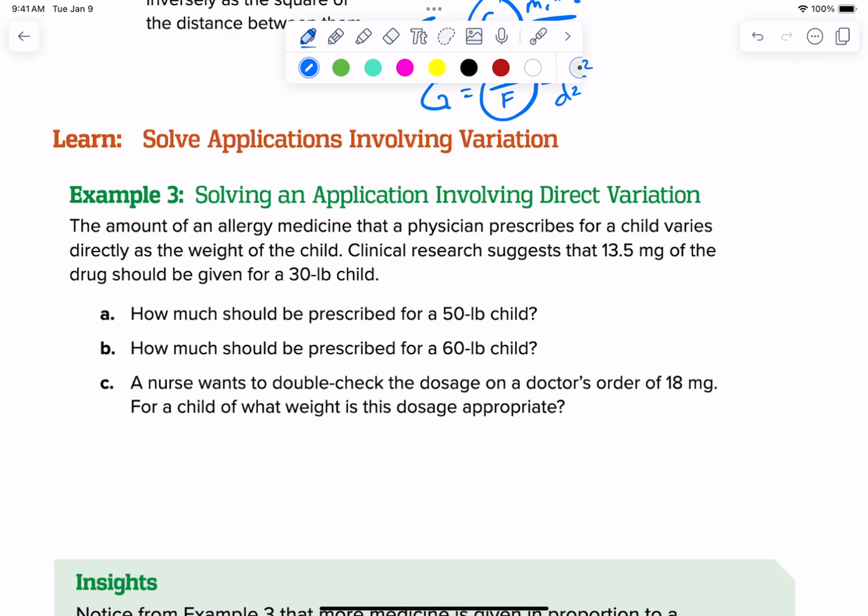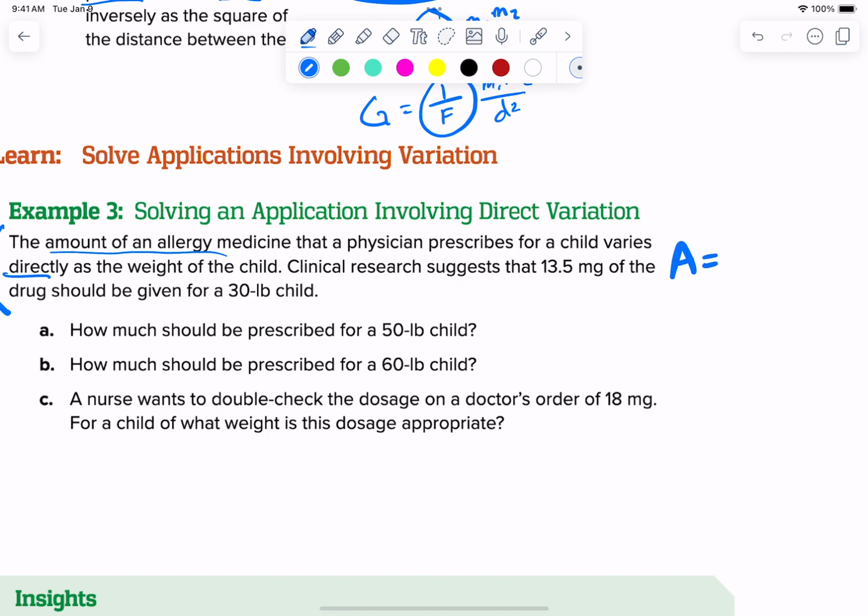Literally. All right, let's do example 3. We're solving something. Here we go. We'll read the first part, get our equation ready to go, and then we'll answer the questions ABC. The amount of an allergy medicine that a physician prescribes to a child varies directly as the weight of the child. Okay, so what do we call the amount of medicine?